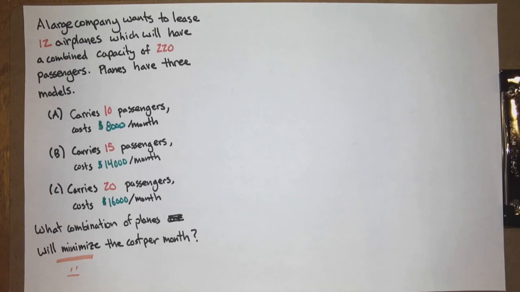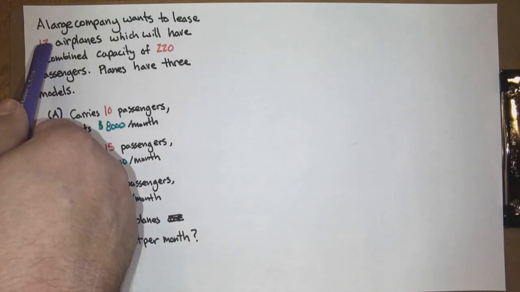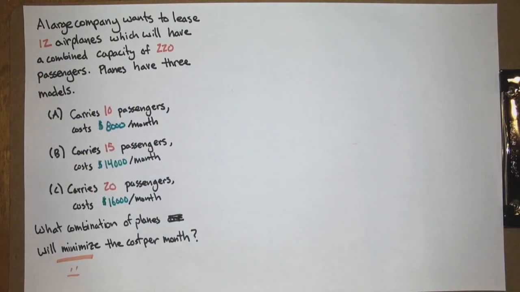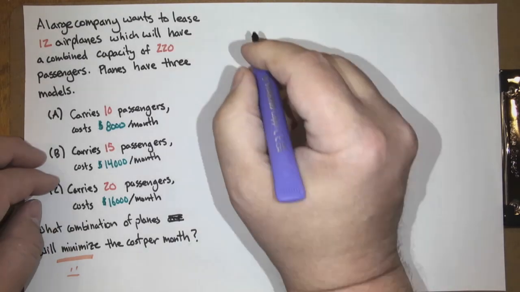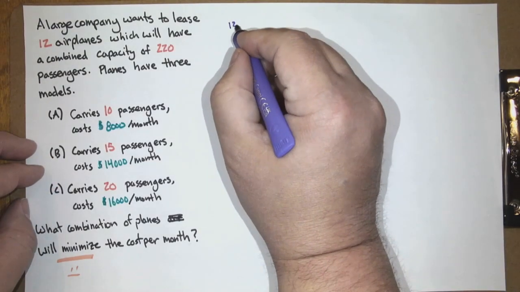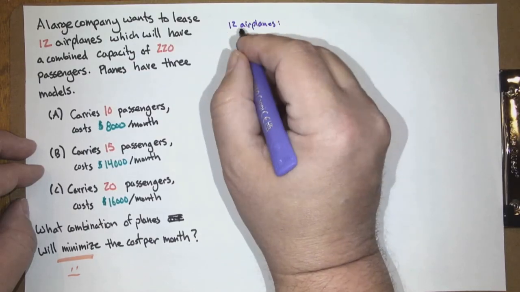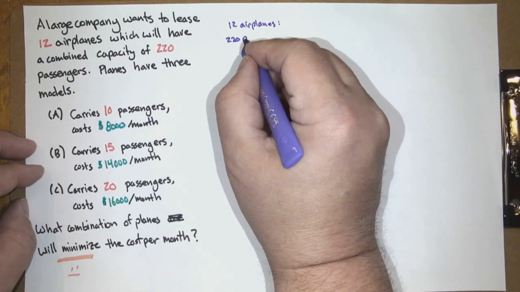I want to focus on 2 facts. We have 12 airplanes, and we have 220 passengers. So let's focus on that. So we have 12 airplanes that we want, and we want to have 220 passengers.